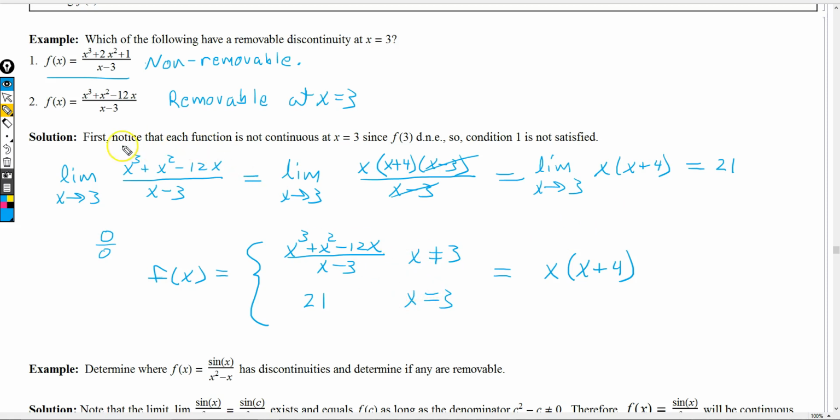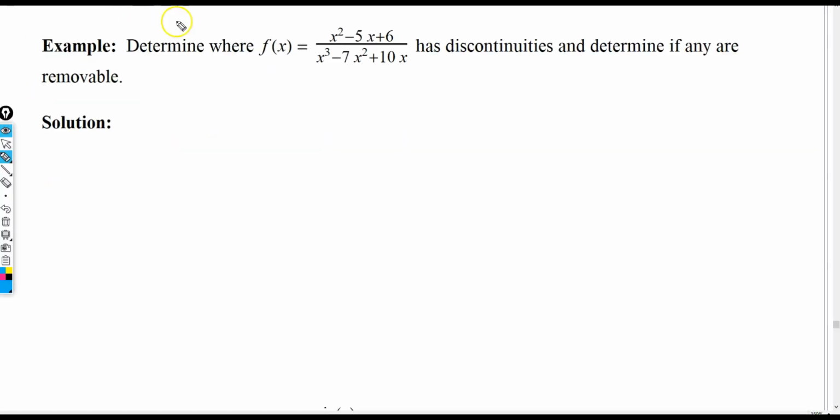Okay, let's take a look at this one. So for this example, we have a rational function, x squared minus 5x plus 6 over x cubed minus 7x squared plus 10x, and we want to find where it has any discontinuities and determine if any are removable. So first of all, the discontinuities are going to occur wherever the denominator is equal to 0. So let's set that equal to 0 and see what we get.